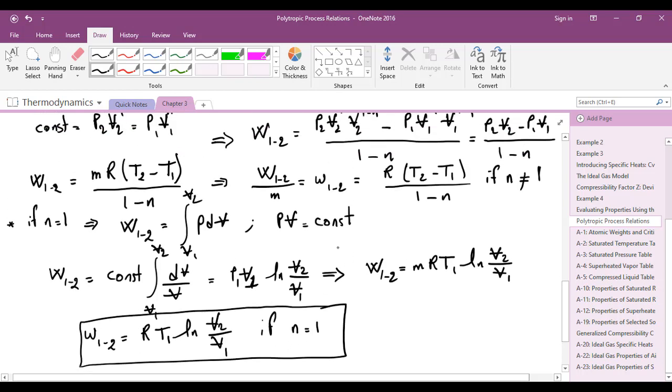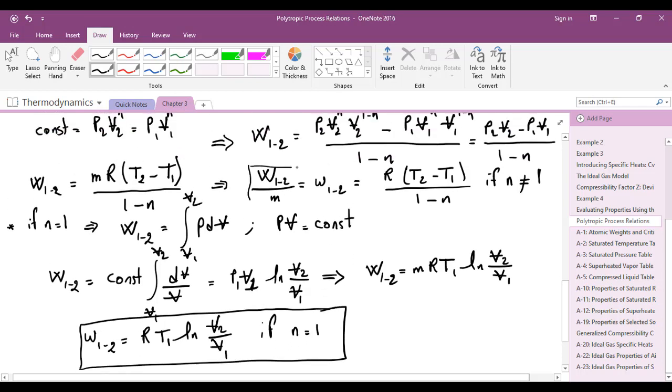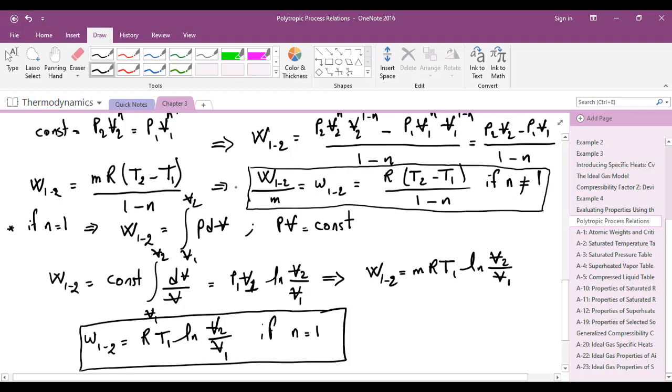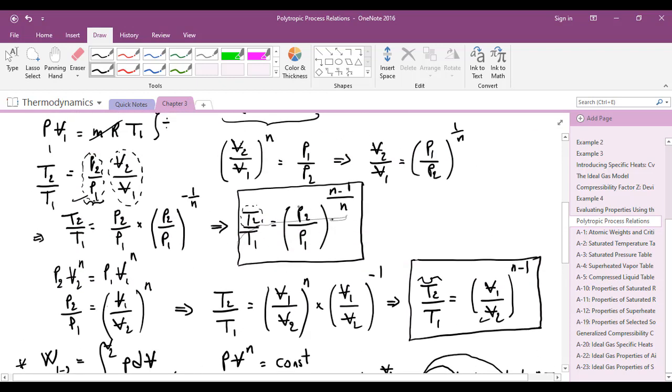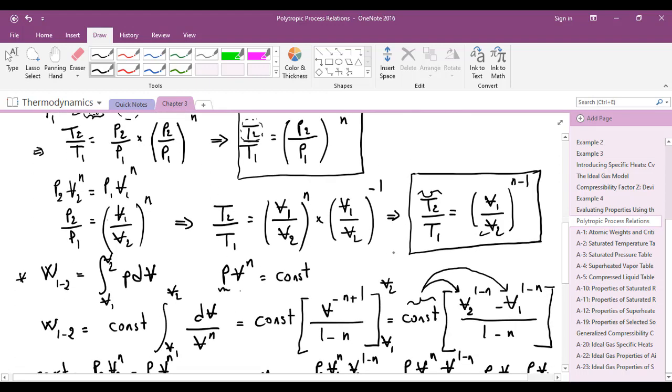So we can use the following two equations to calculate the work for an ideal gas undergoing a polytropic process, and also we can use them, if we want to know the temperature of the gas undergoing a polytropic process from given values of pressure and final volume, we can know the end state temperature in order to help us calculate the internal energy and the enthalpy.